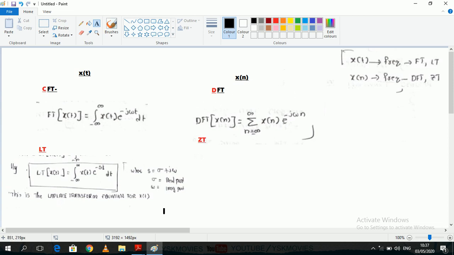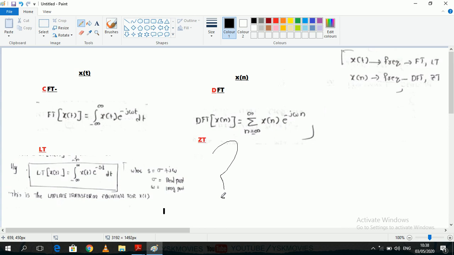In the same way, if we observe the discrete Fourier transform, it is only about the imaginary part. Then what about the real part? That's the reason we go for the Z transform. So what is the Z transform? The definition of the Z transform is that it is the complex form of the discrete Fourier transform.